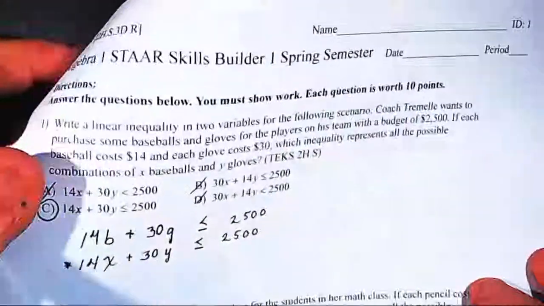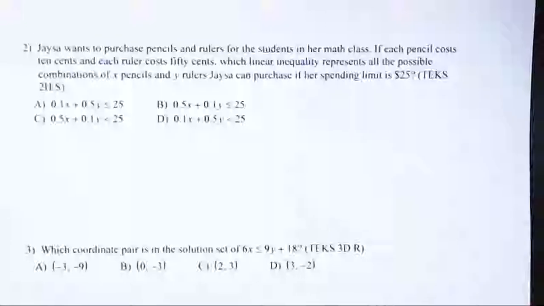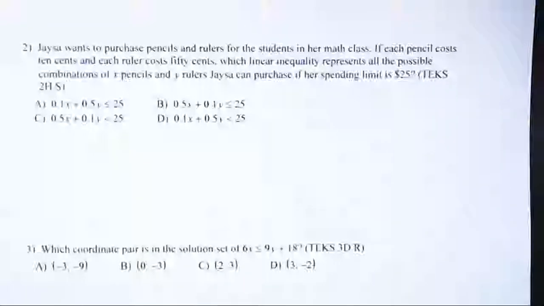Let's move on to number 2. Okay, number 2. Jasa wants to purchase pencils and rulers for the students in her math class. If each pencil costs 10 cents and each ruler costs 50 cents, which linear inequality represents all the possible combinations of X pencils and Y rulers Jasa can purchase if her spending limit is $25?